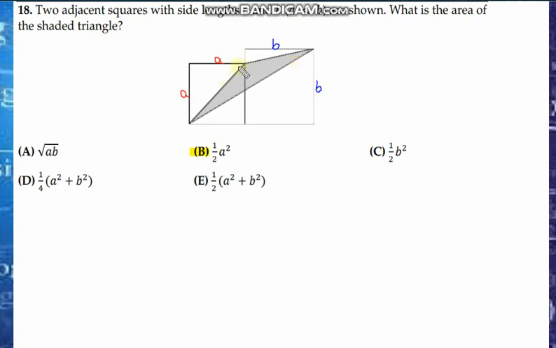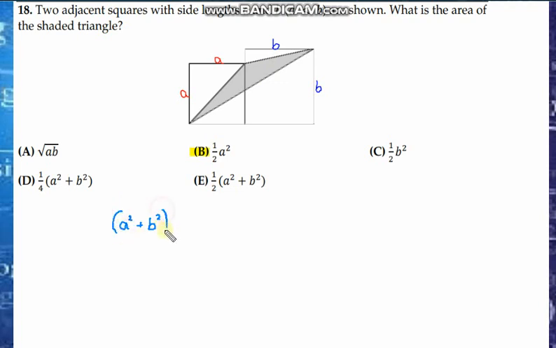Now, one way would be to find the area of the triangle, but that might be difficult. So my way of approaching this question is to find out the area of both squares and then to subtract these unshaded areas, in order to obtain the area of our shaded triangle. Now it's very simple to get the total area of the squares. It's simply A squared, area of the smaller square, plus B squared, area of the larger square.